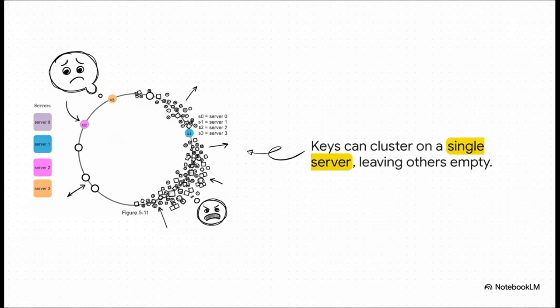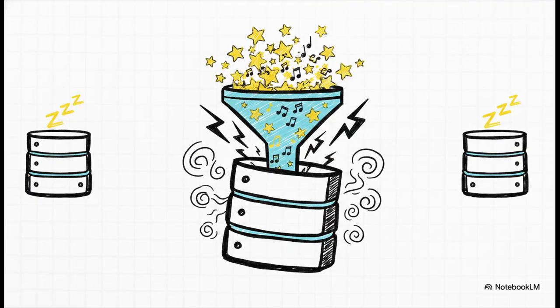If your keys happen to land heavily in one massive, wide-open area, a single server might end up storing almost all the data. Meanwhile, your other servers are sitting entirely empty, doing absolutely nothing. And that brings us to what's known as the hotspot key problem, often called the celebrity problem.